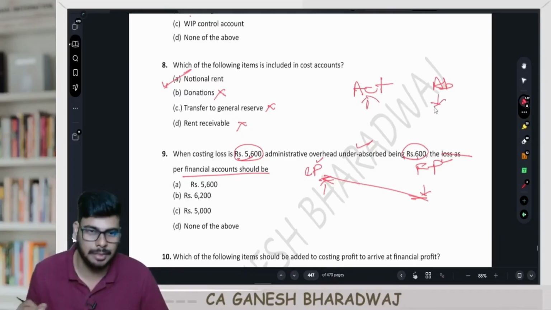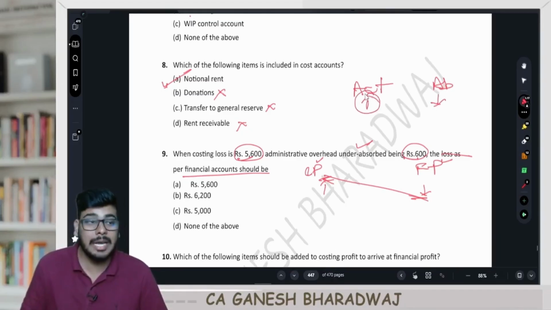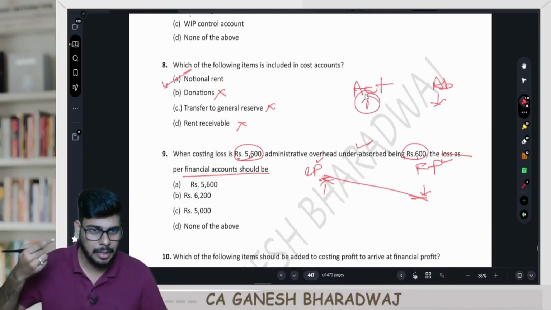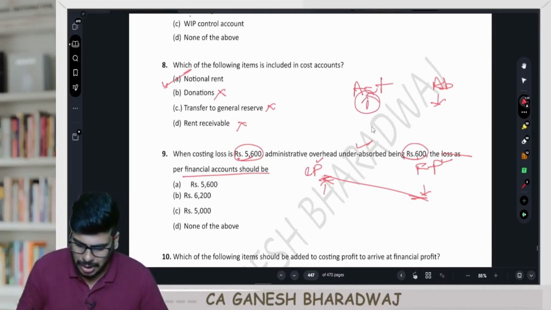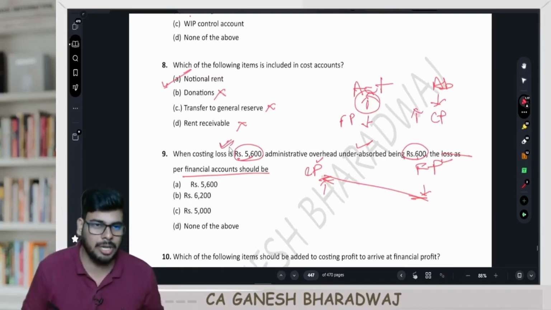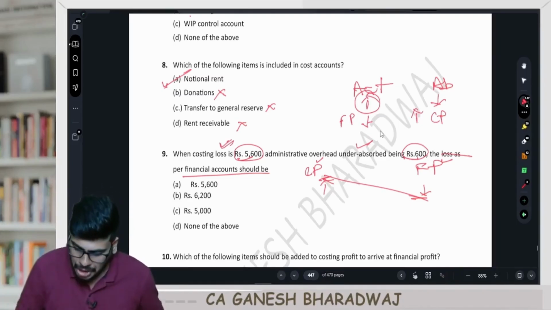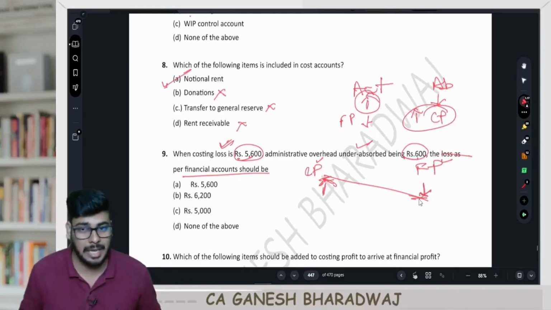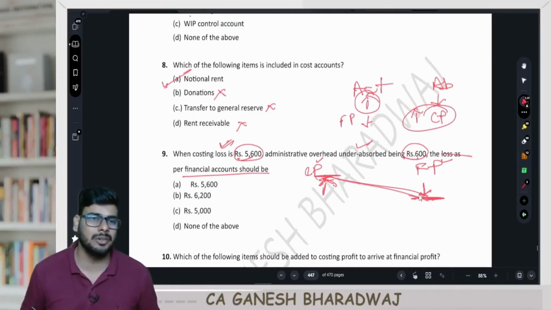So absorbed is less, which means the amount debited in my financial accounts will be more, which means the profit under financial accounts will be less and costing profit will be more. Now we are starting from costing and going to financial profit. So from this figure I need to arrive at this figure. So now I need to subtract only.